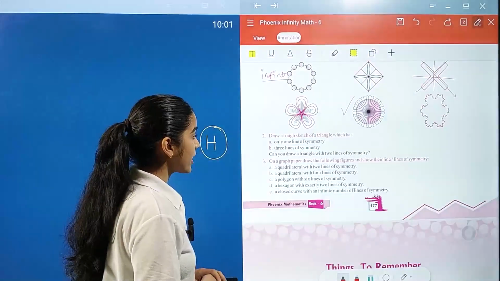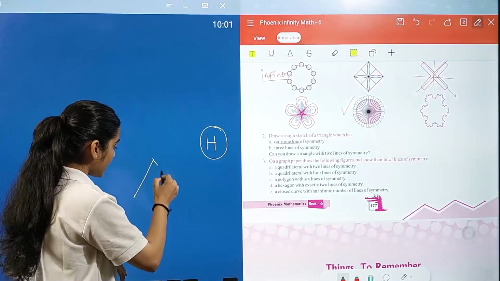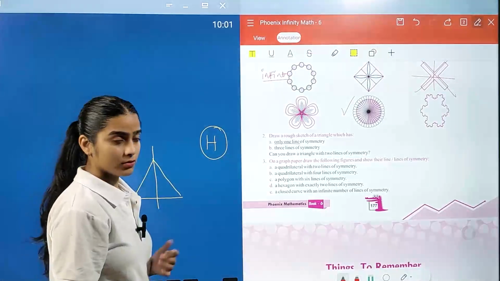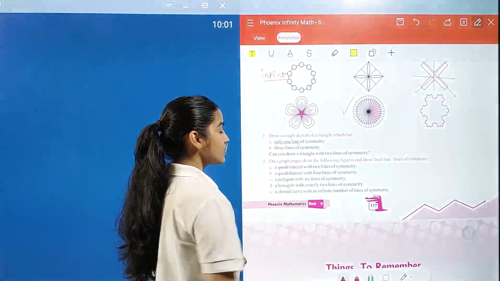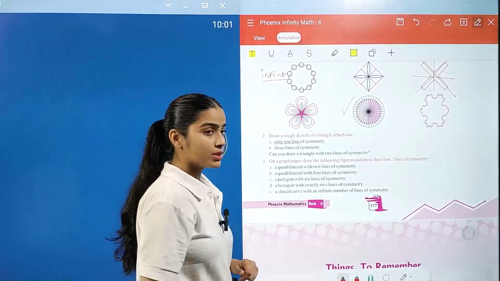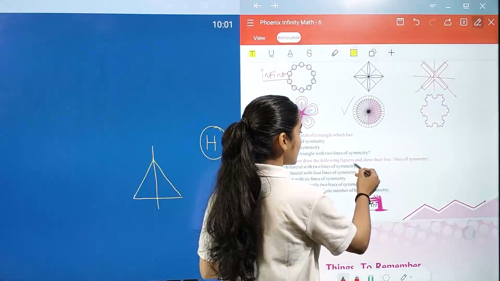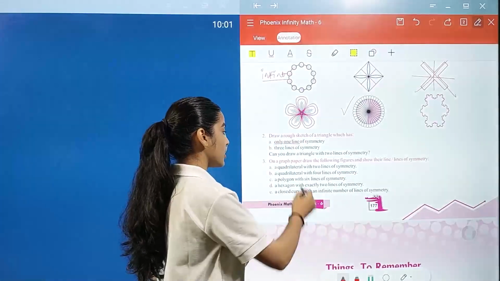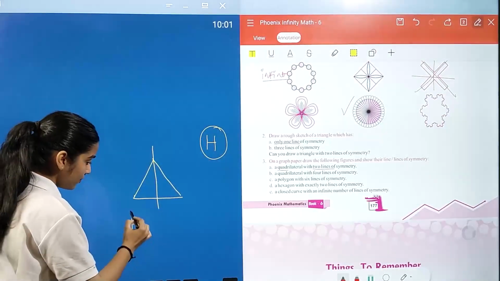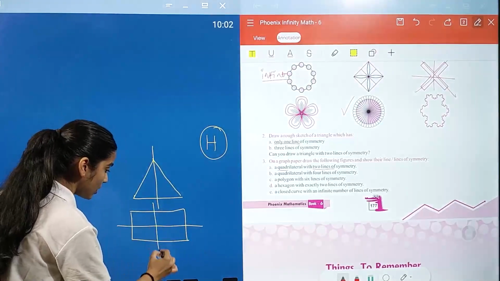Draw a rough sketch of a triangle which has only one line of symmetry. So it should be your isosceles triangle, because in this we have only two sides equal to each other. Now three lines of symmetry, so it should be your equilateral triangle. Can you draw a triangle with two lines of symmetry? No, it's not possible. Now on a graph paper, draw the following figures and show their lines of symmetry. A quadrilateral with two lines of symmetry. So you can make a rectangle in which we have two lines of symmetry, one horizontal and one vertical.